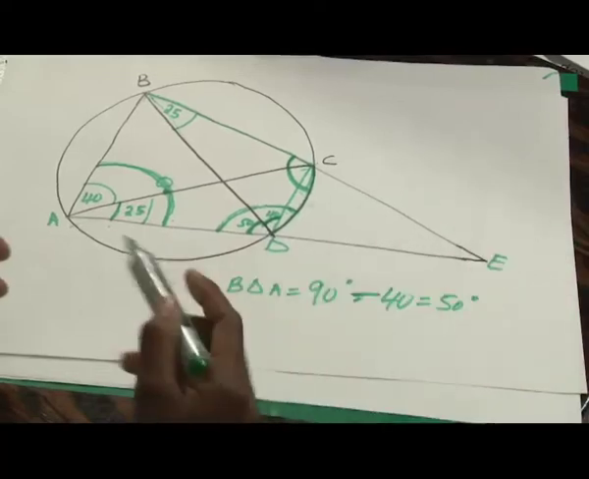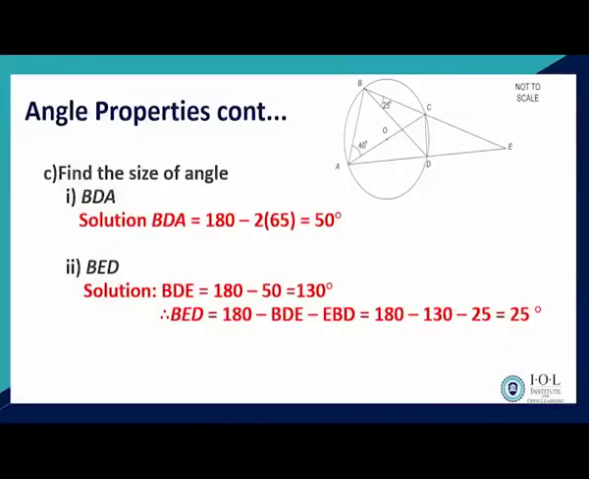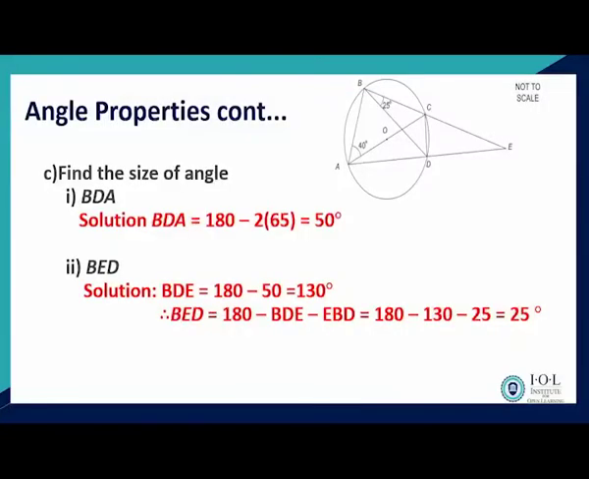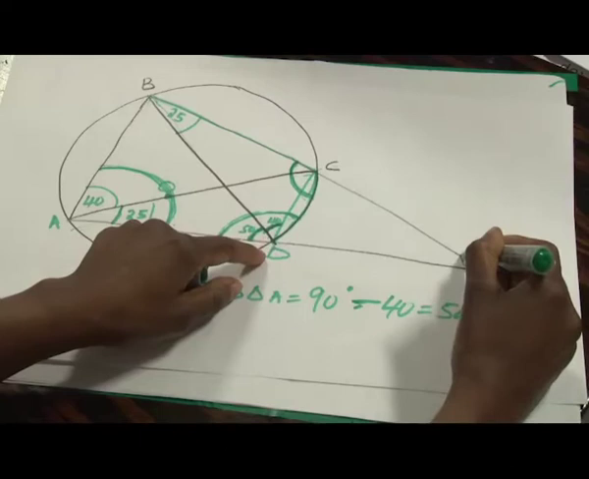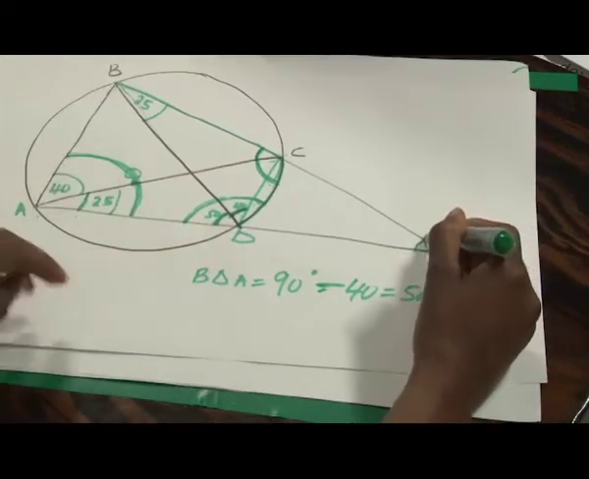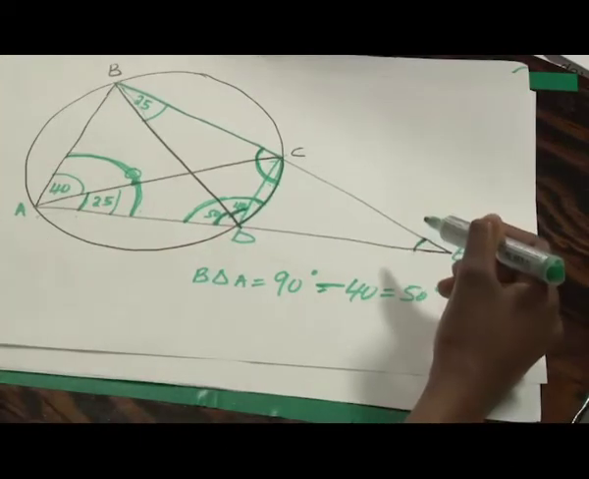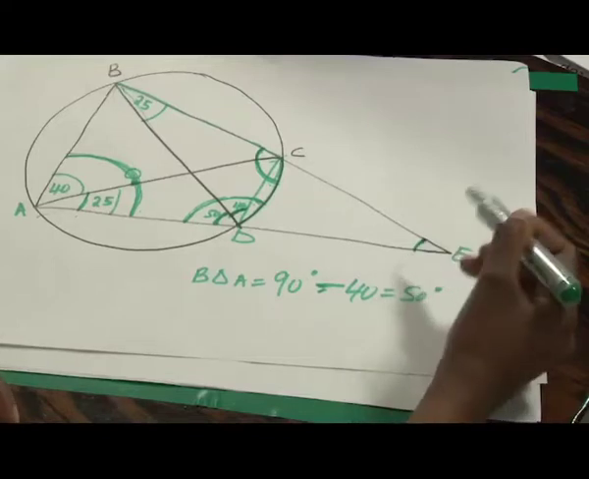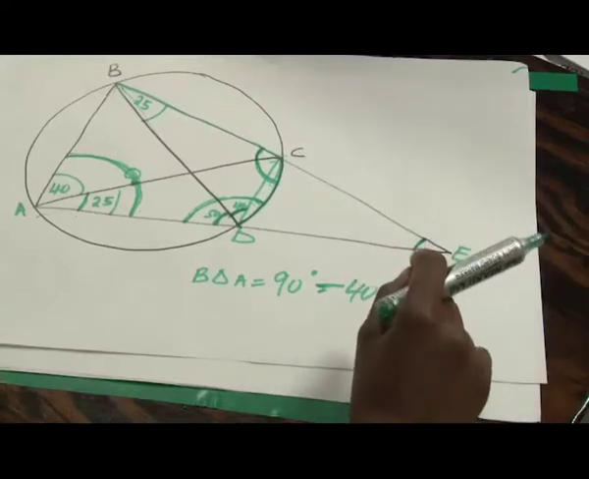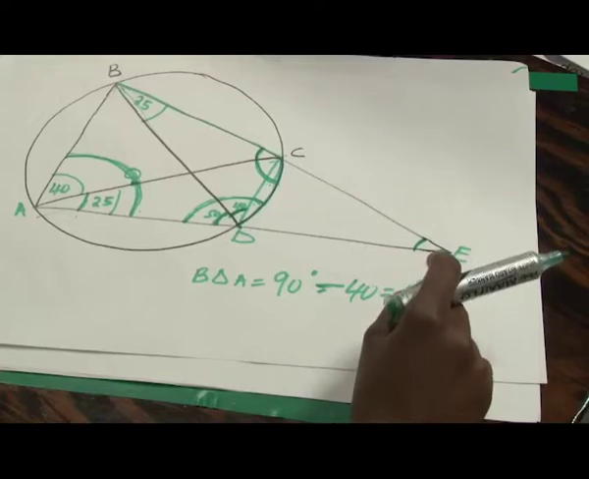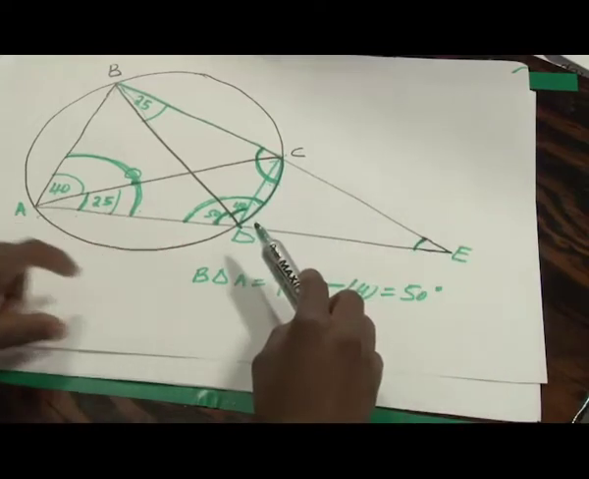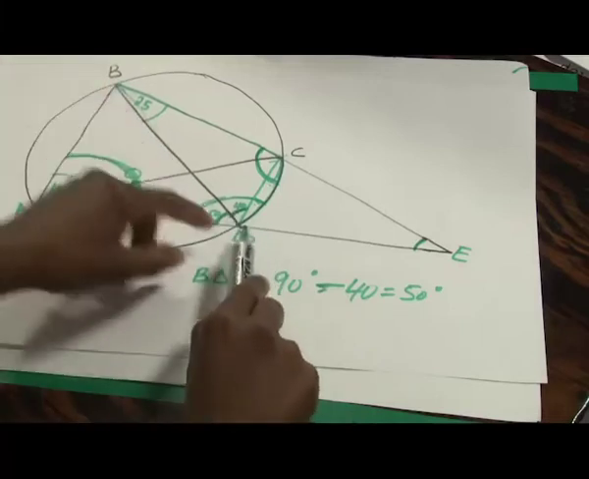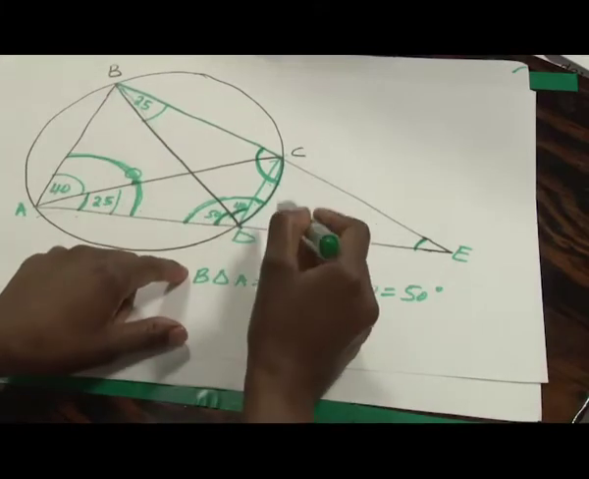All right. The next question, we want to find the size of angle BED. Where is angle BED? BED is this angle here. We want to find the value of this angle BED. So before we find angle BED, I want us to look at angle BDE. This angle here.